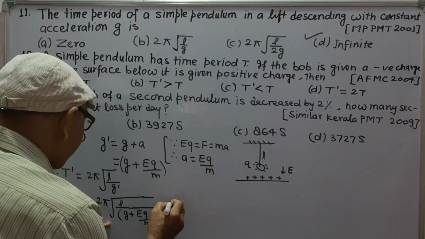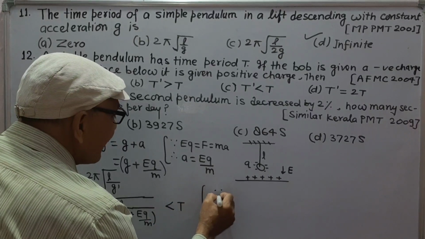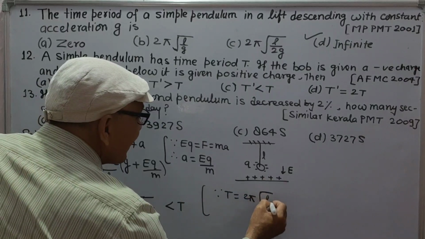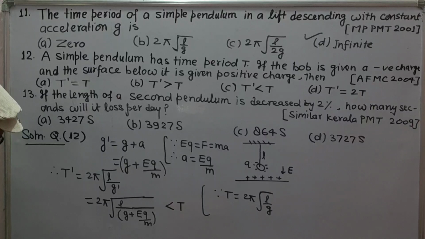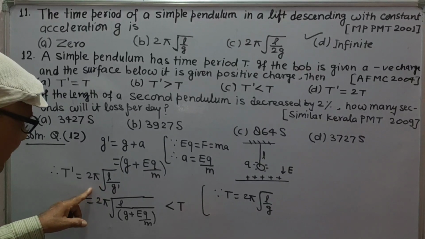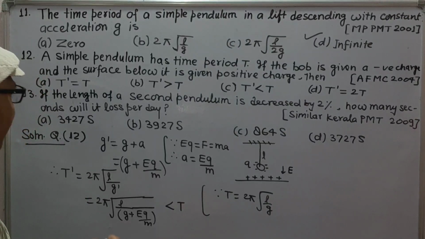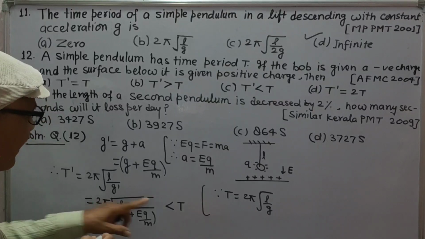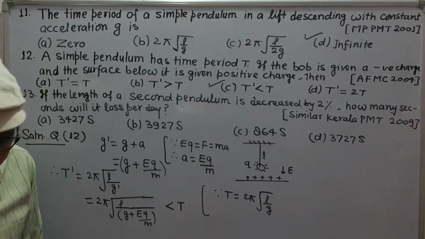Clearly this is less than T, because T is equal to 2 pi under root L by g. Thus the correct option will be T dash is less than T. C is the correct option.